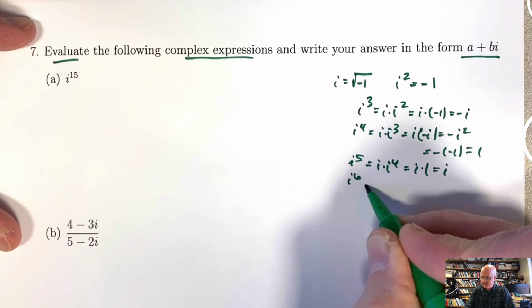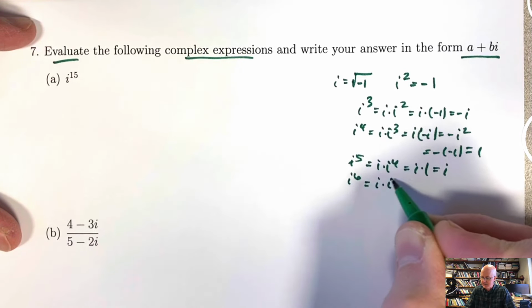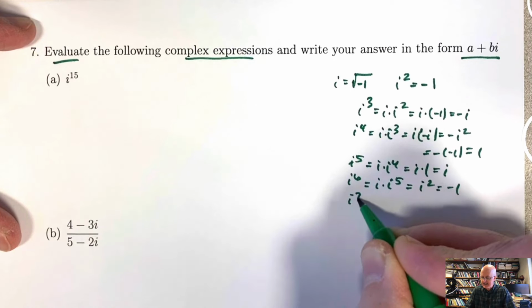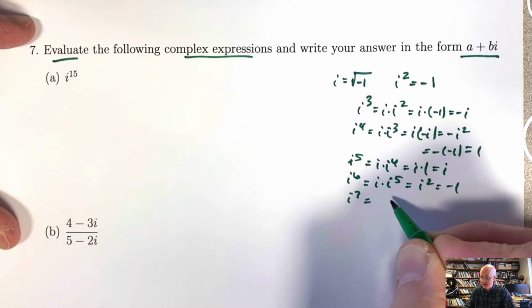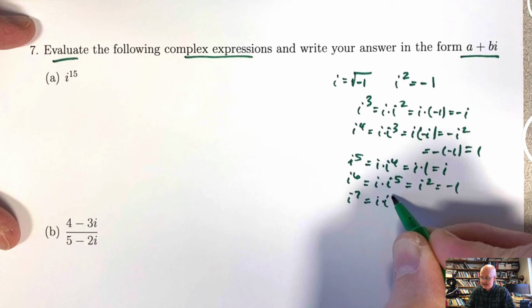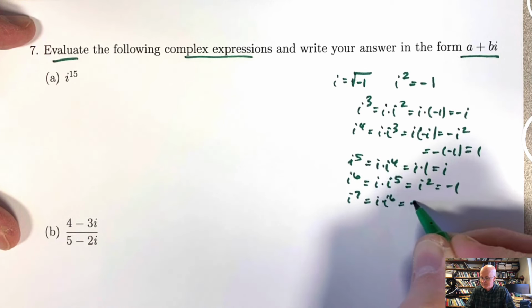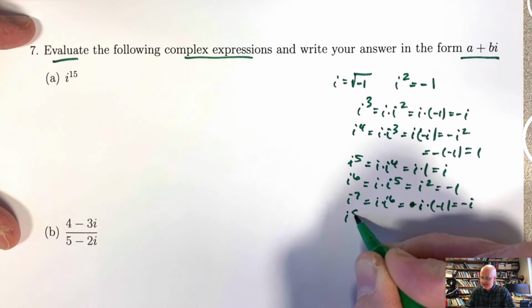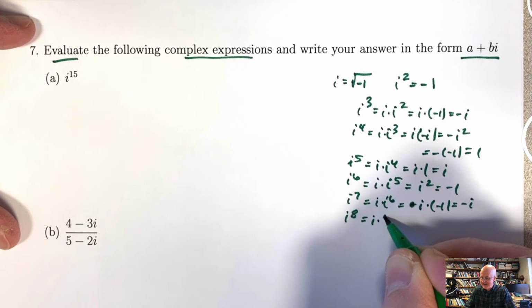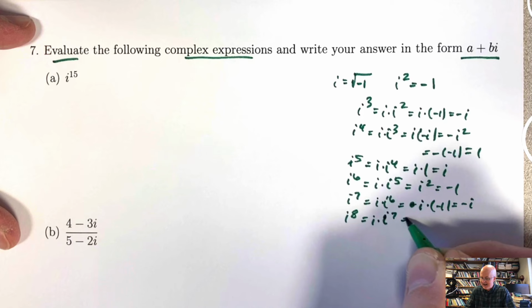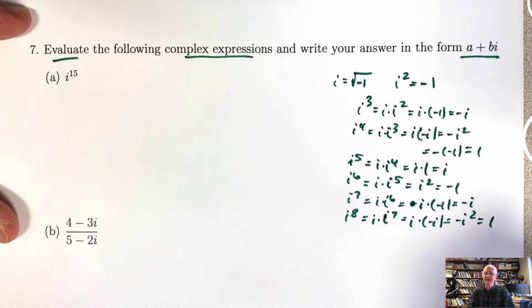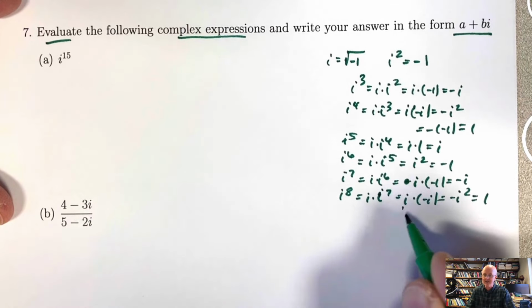i to the 6th will be i times i to the 5th. i squared. i times i. Back to -1. This is cycling. In fact, it's called a cyclic group. i to the 7th will be i times i to the 6th. i times -1, -i. i to the 8th will be i times i to the 7th. i times -i, negative i squared, is back to +1, negative of -1, etc.